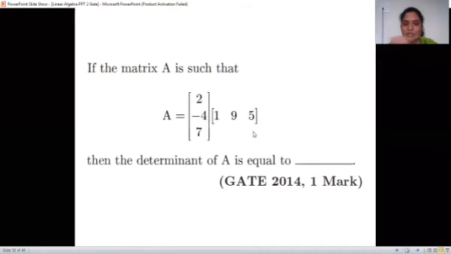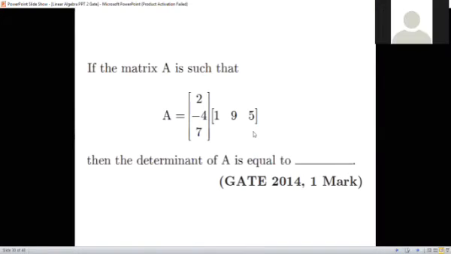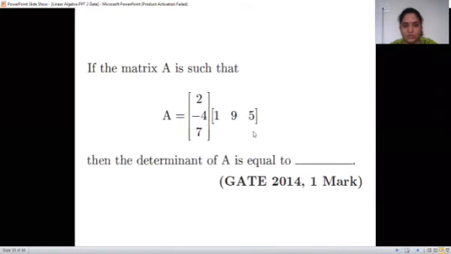What is your multiplication, first row, first column element? That will be 2, right? Then second is first row, second column. The element is 18. Next is first row, third column, so the element is 10. So your first row is 2, 18 and 10. Correct? So second row, -4, -36, -20. And third row, 7, 63 and 35.